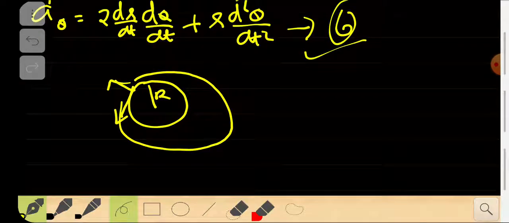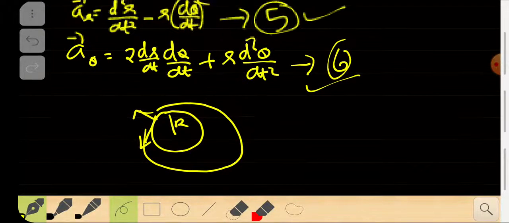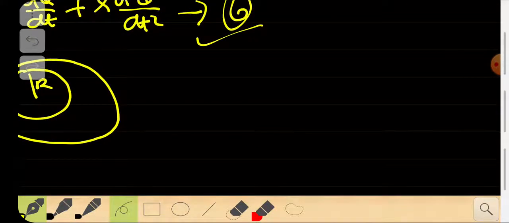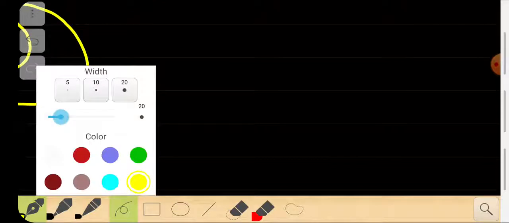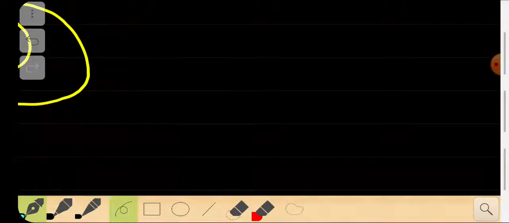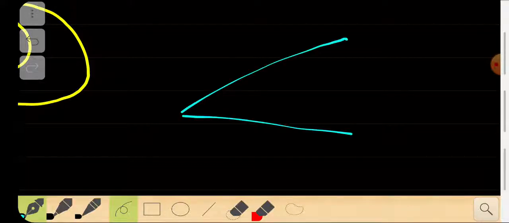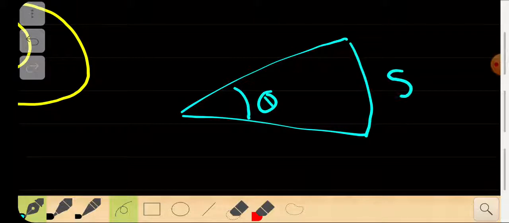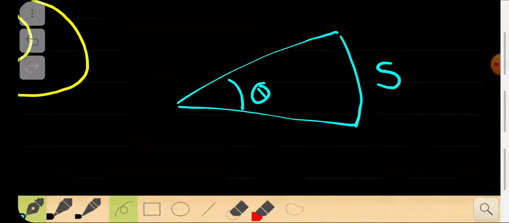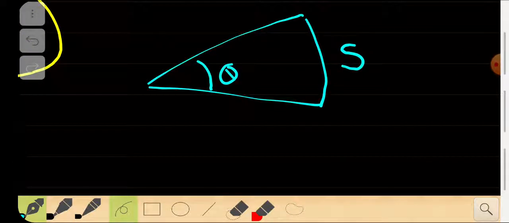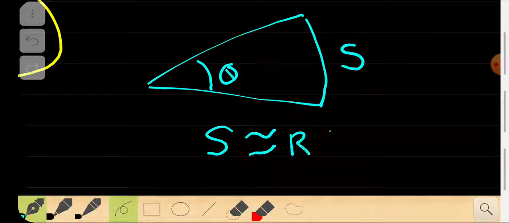Now in normal cases, if you look at a normal problem, if the angle theta is swept for some arc length s, then we have done before, we approximated that s is approximately equal to r times theta. We did this earlier. Remember that.